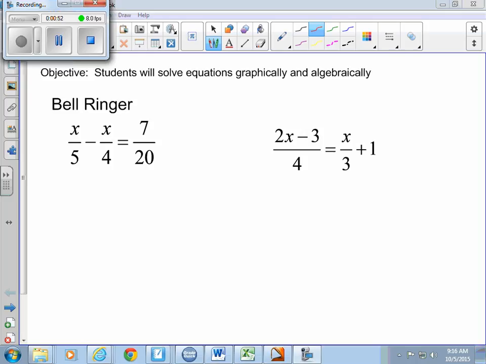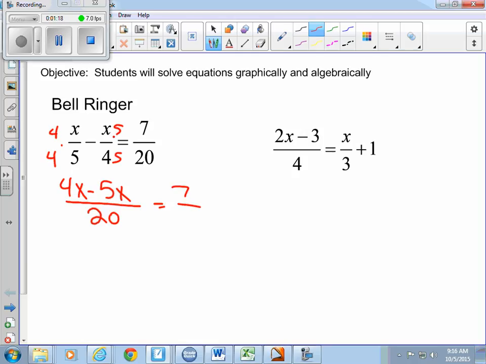Okay, a common denominator? Could you do that? That's one option. Is it the only option? So let's do a common denominator. This one would need a multiply by 4, and this would need a 5. And so we would get 4x minus 5x over 20 equals 7 over 20. And at this point, you could cross multiply. You could completely ignore the denominator since they're both 20.